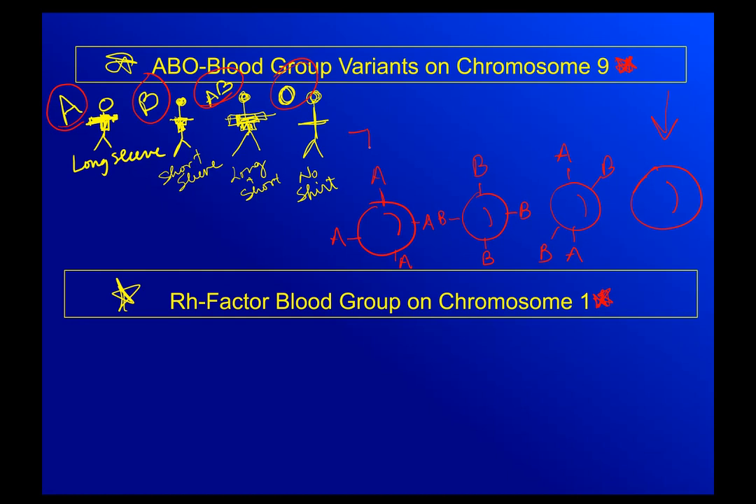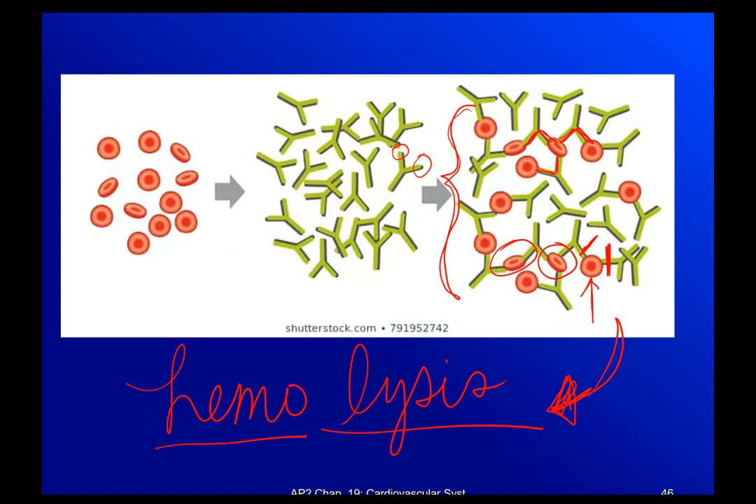So this would be type A. This would be type B. This would be type AB. And this would be type O. I always think of O as 0 because it means neither one is showing. Okay? Now, let's switch to Rh factor.